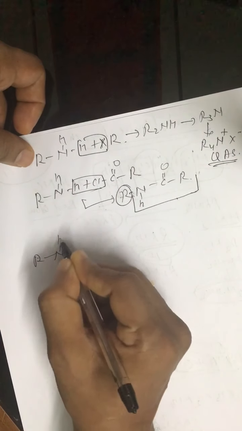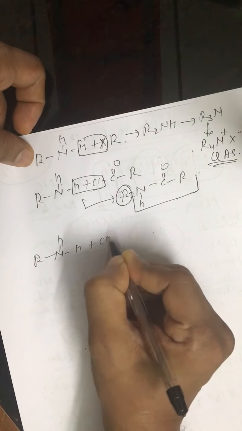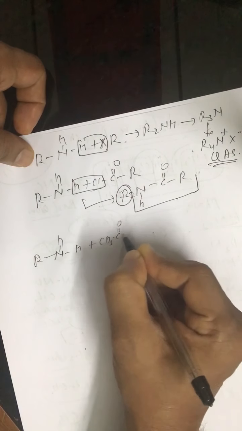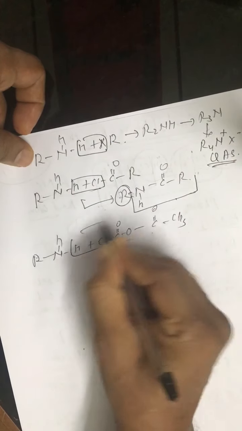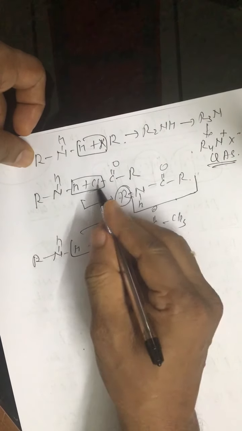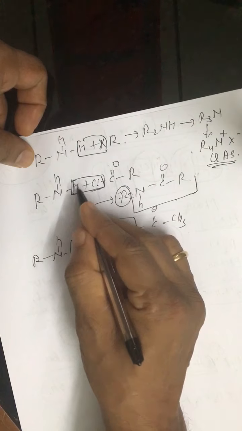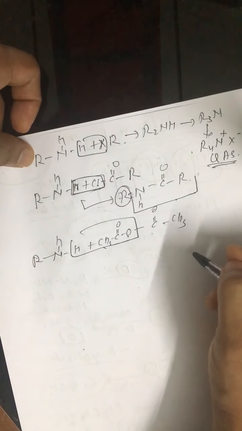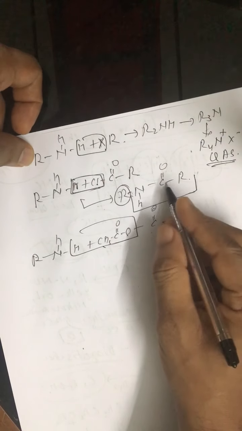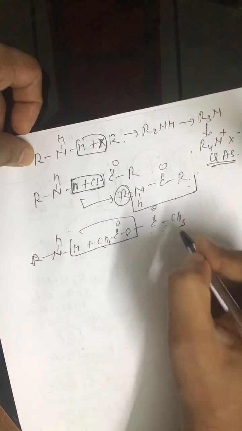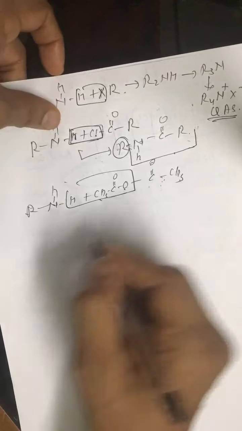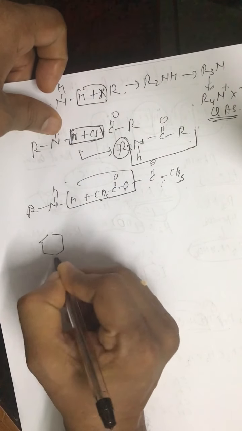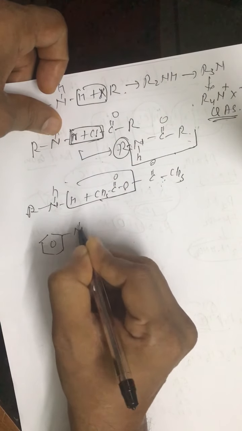Like RNH2 is treated with CH3CO-O-COCH3. This is the removal of acetic acid, whereas here it is the removal of HCl. The byproduct is HCl here, and here it is acetic acid. Again the product is the same, RNHCOCH3, N-alkyl ethanamide you can say. Aniline also shows these reactions.